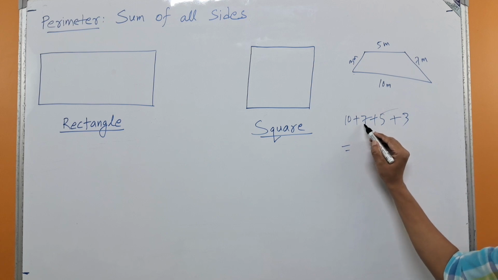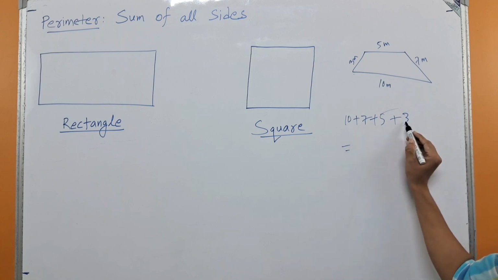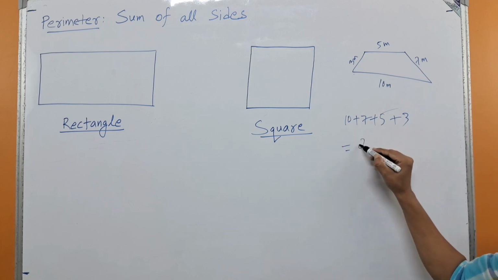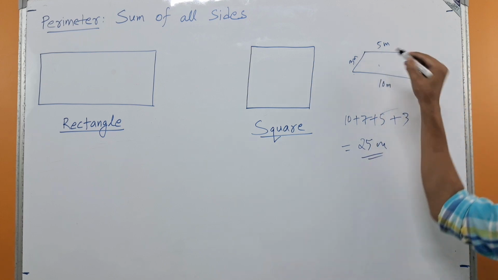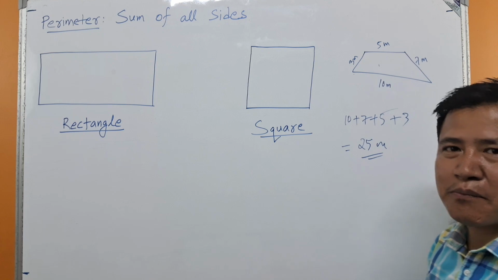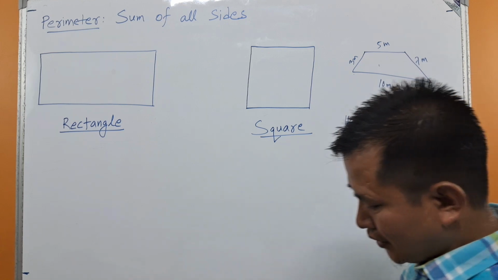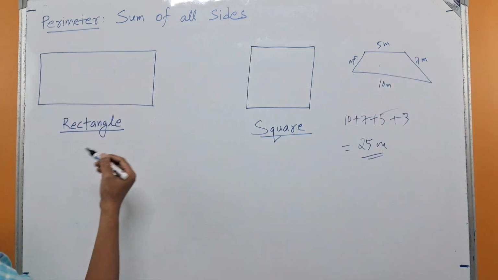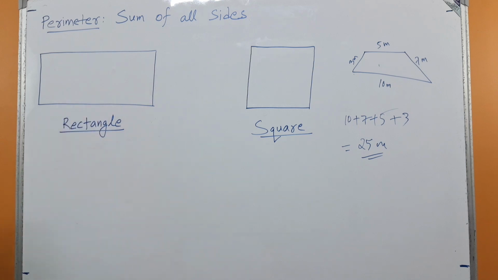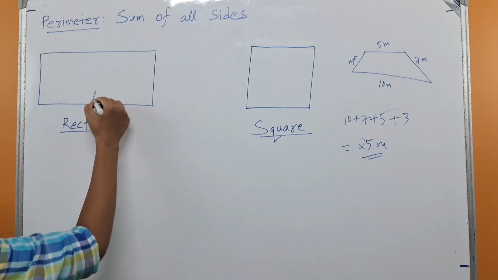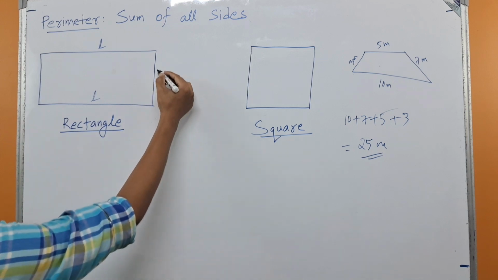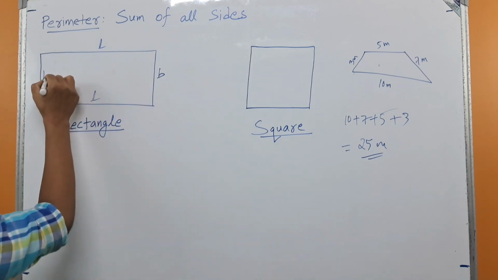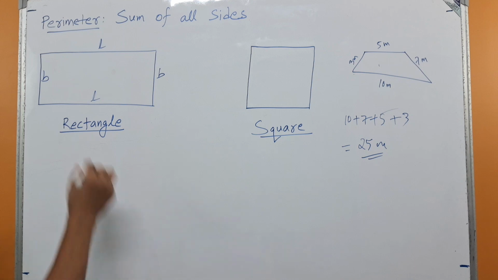When we add all sides, we get perimeter. 10 plus 7 is 17, 17 plus 3 is 20, 20 plus 5 is 25 meter. So this is the perimeter of this figure. Perimeter means sum of all sides. This is a rectangle. The opposite sides of rectangle are equal to each other. If this is L, then this should also be L unit. If this is B, this should also be B unit. So what will be the perimeter of this rectangle?